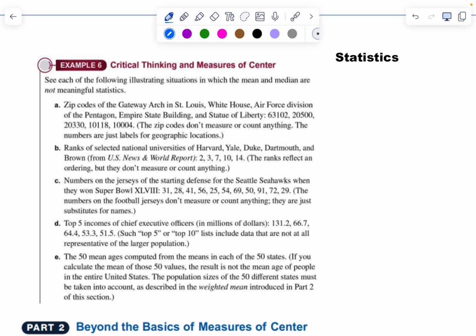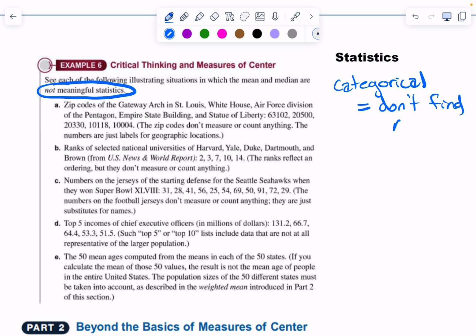See each of the following illustrations in which the mean and median are not meaningful statistics. This is when you would not calculate the average. You don't typically calculate average when you're dealing with categorical data. Categorical means don't find the mean. Give me a number that's a category instead of an actual number. I'm thinking like address. Your address, that's like a category, right? It wouldn't make sense for me to average the numbers for somebody's house number. That wouldn't make sense.